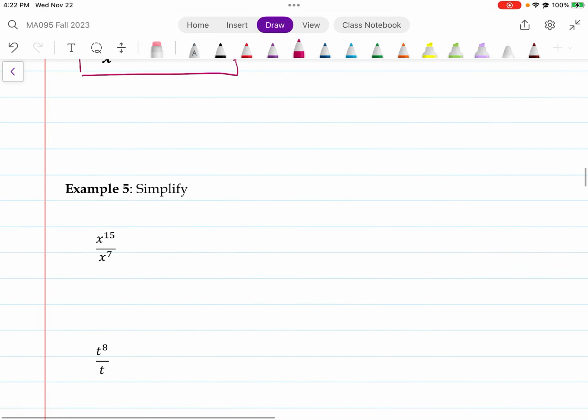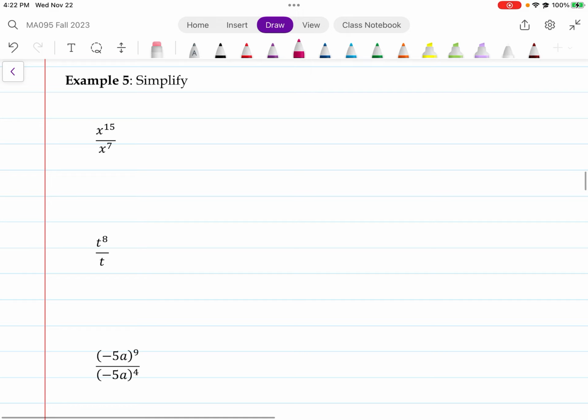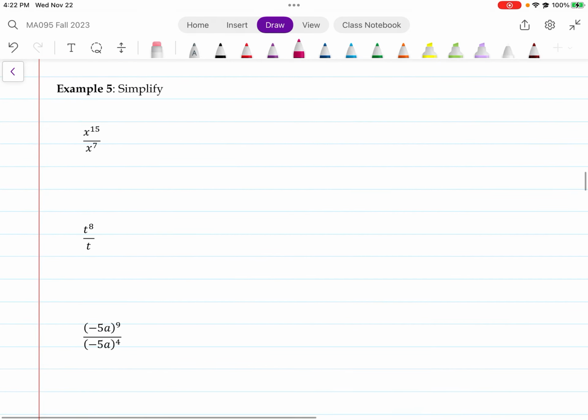All right, next one, we've got some examples for you to try. So simplify all of these and then come back and see if you got them right. All right, so this one is x to the 15 minus 7, which is x to the 8. The next one is t to the 8. What are we going to do with this down here? It's just t. Well, remember, that is t to the 1. So we're going to say 8 minus 1. So that's t to the 7.